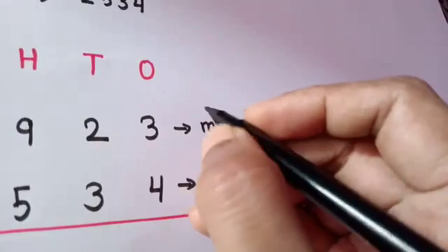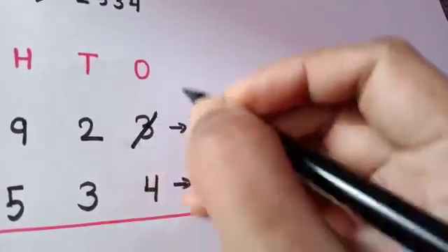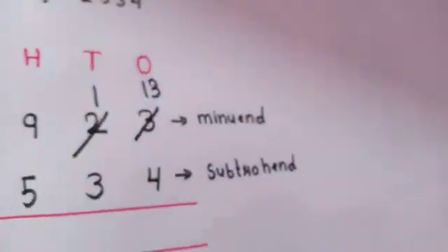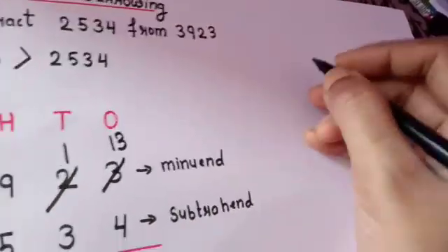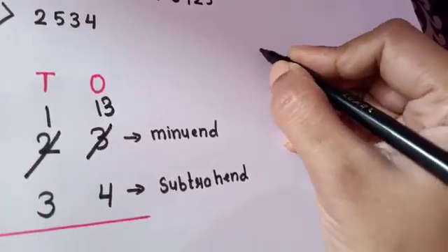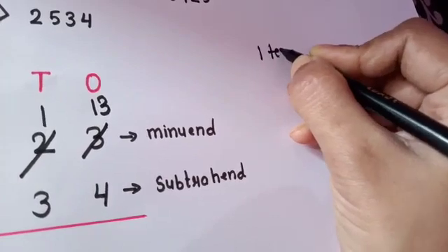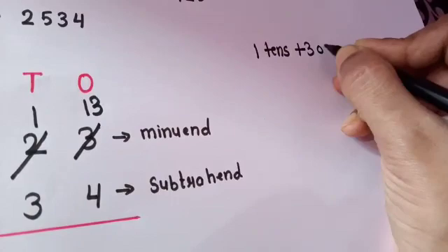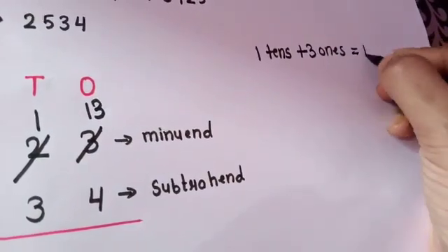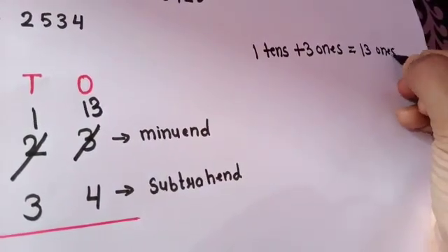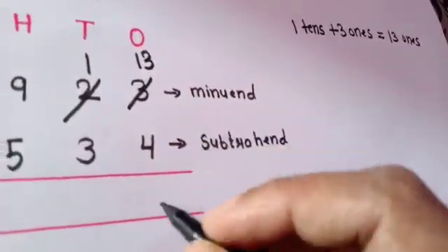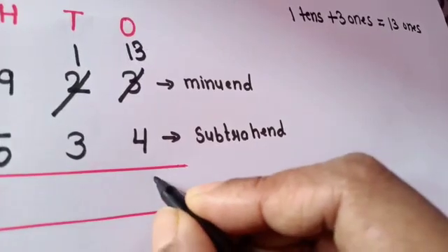So we have to write here 13, and it becomes 1 ten. Here, 1 ten plus 3 ones is equal to 13 ones. So we can easily subtract 4 ones from 13 ones. Then here is 9.